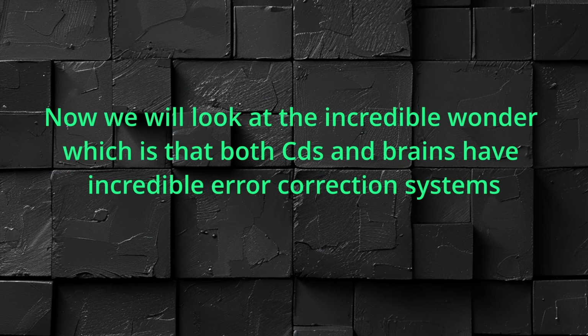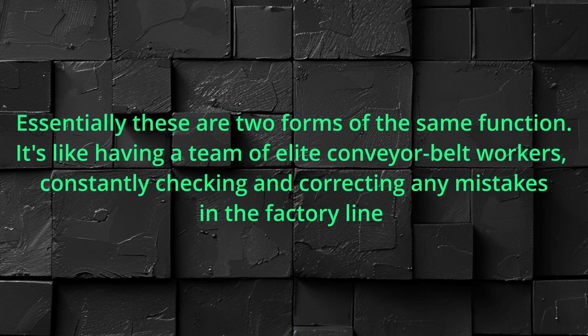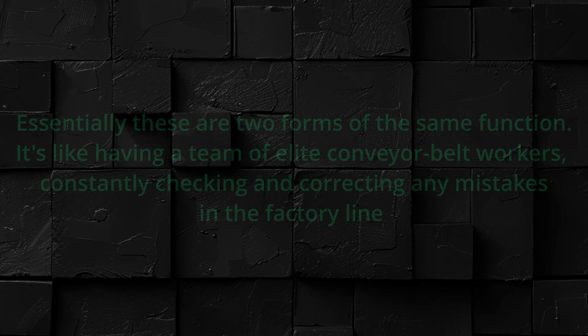But now we will look at the incredible wonder, which is that both CDs and brains have incredible error correction systems. CDs use active error correction codes that check for mistakes to fix live when being actively played, while our brains have protective neurons that help identify and fix signal misfires. Essentially, these are two forms of the same function. It's like having a team of elite conveyor belt workers, constantly checking and correcting any mistakes in the factory line.